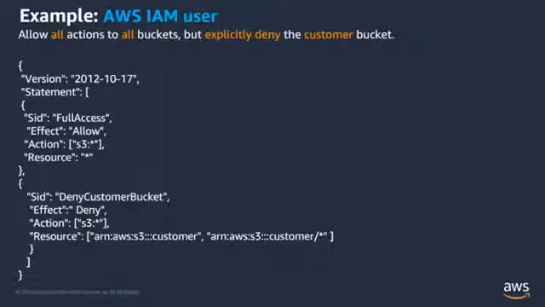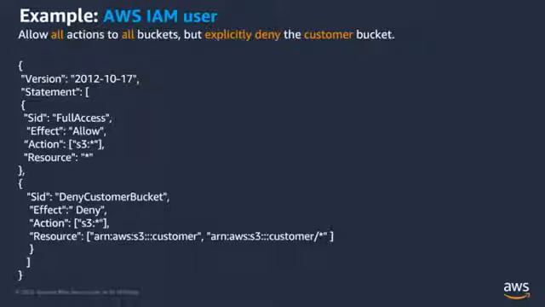Now here's another example. In this example, we allow all actions to all buckets, but we explicitly deny access to one bucket called customer. So we again have our version and our statement. In our statement, we have a SID of full access. Our effect is allow, our action is S3 star, and our resource is star.